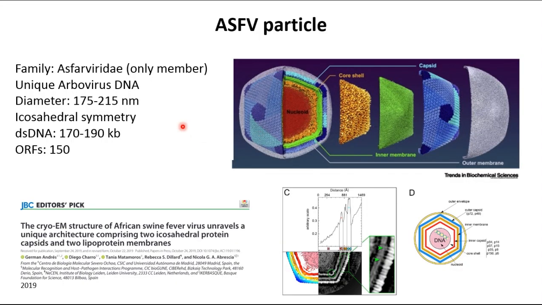So I'm going to talk a little bit about the African swine fever virus particle. This virus is the only member of the Asfarviridae family. It's the unique DNA arbovirus, and it's a very big virus. It has 175 to 215 nanometers, and it has an icosahedral symmetry, as you can observe. It's a double-stranded DNA virus with a huge genome. It ranges between 170 and 190 kilobases, and it has about 150 proteins. So this is a very complex virus.